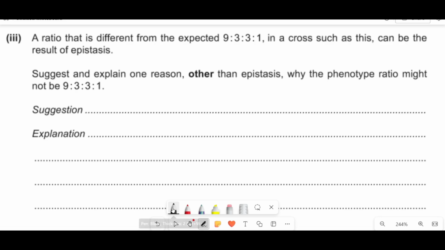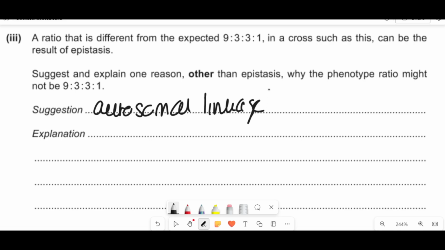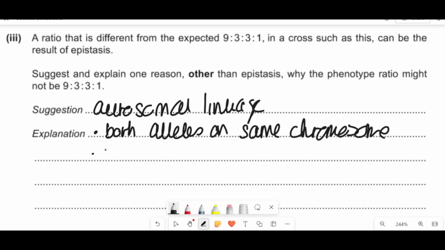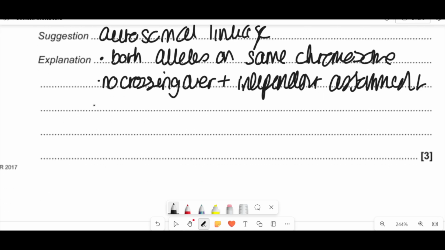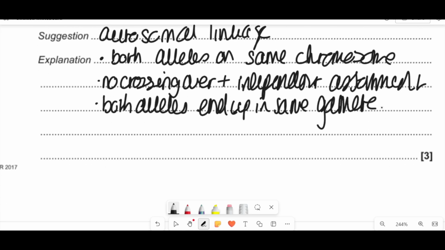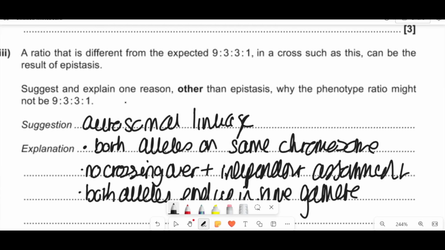So our suggestion here then is that there's possibly going to be autosomal linkage, and the reason is because of both alleles on the same chromosome. So what ends up happening is you don't get crossing over and independent segregation or assortment. So then both the alleles end up in the same gamete. So then you get a higher likelihood of those ones being made, which means it's skewing the ratio. So whenever you have something that isn't a 9331 ratio, it's either epistasis or autosomal or sex linkage. Here, it's not really going to be sex linkage because we're talking about plants here, and there isn't really an XY chromosome in this context.